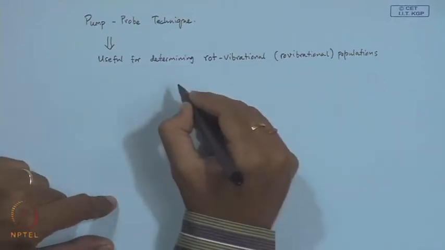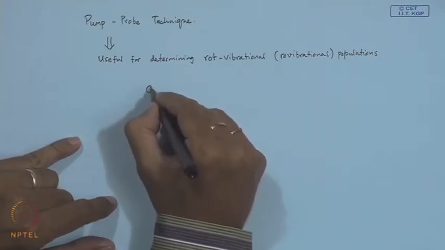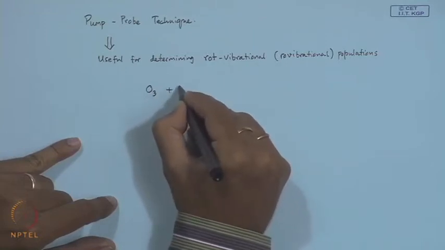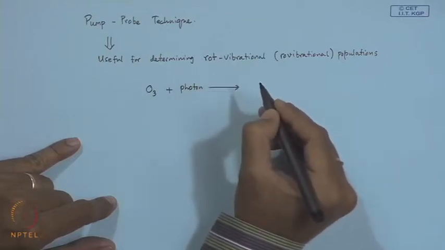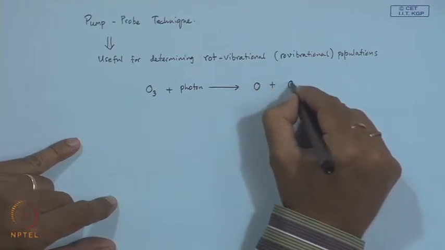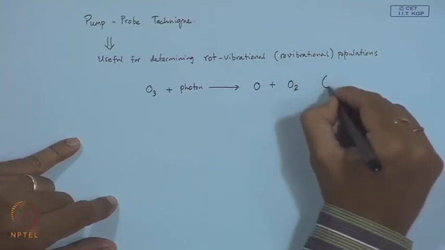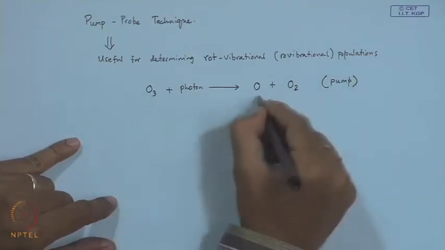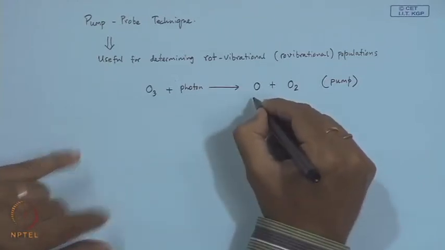So what do you do? As an example, say you have got ozone, O3. You shine it with a photon. Photodissociation leads to O plus O2. So this is your pump. And this nascent O, maybe in the 1D state.